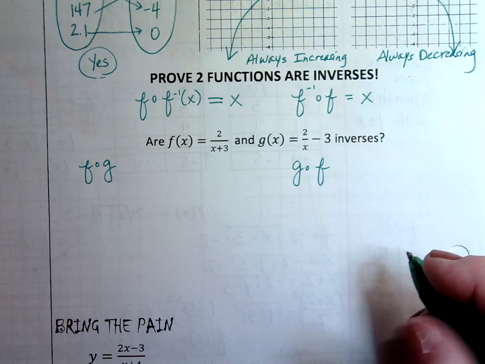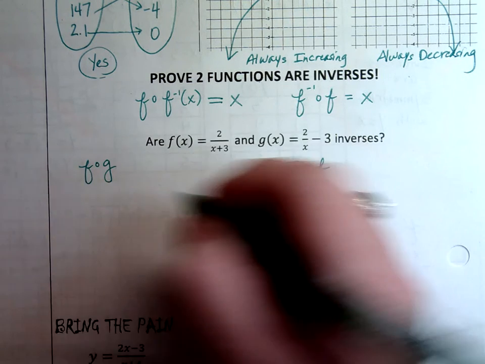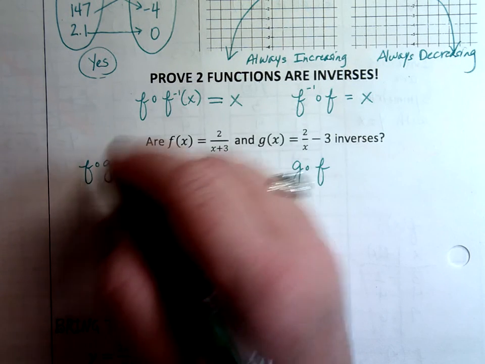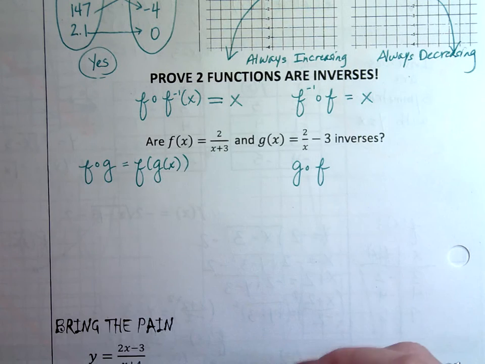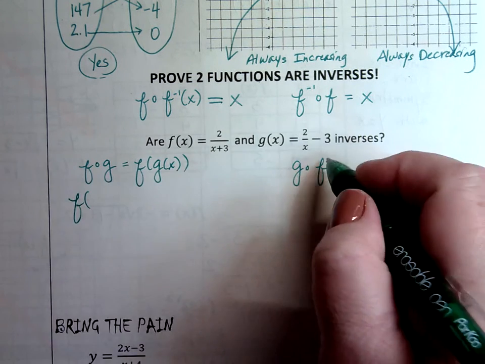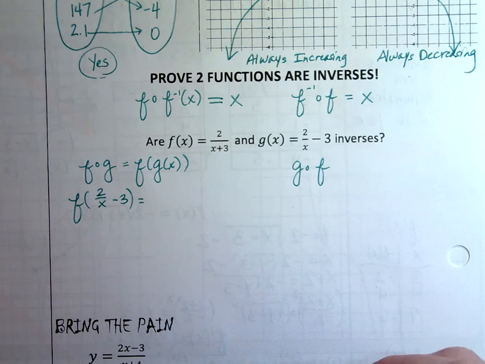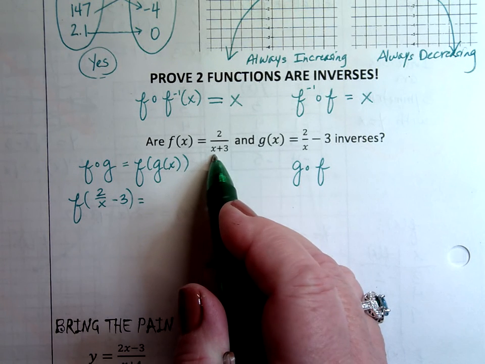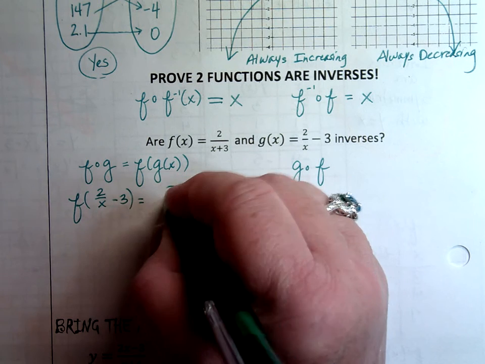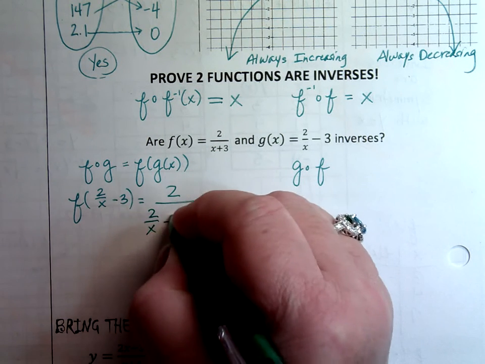All right, so that means I need to have an f function. I'm putting my g function in, remember that what this means, f of g of x. So I'm finding f of my g of x function, 2 over x minus 3. If I put 2 over x minus 3 into this spot for the x, it's going to look like this. 2 over x minus 3 plus 3.